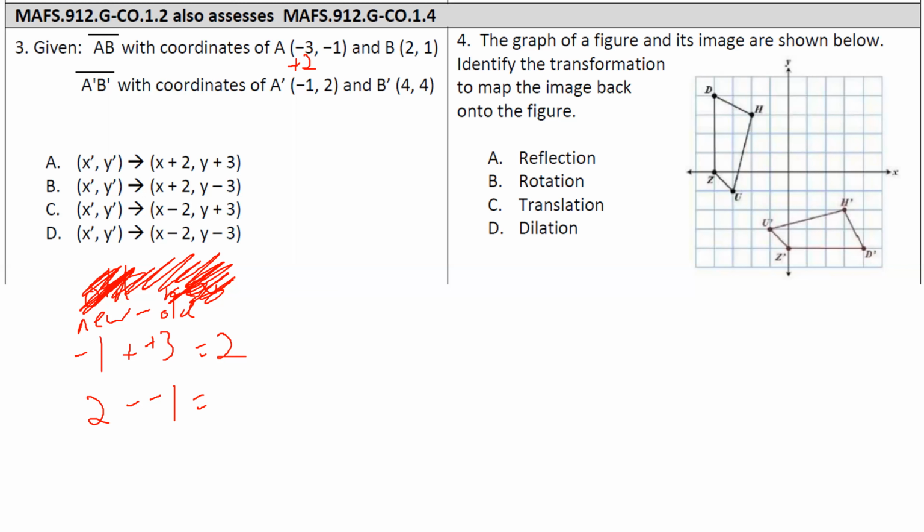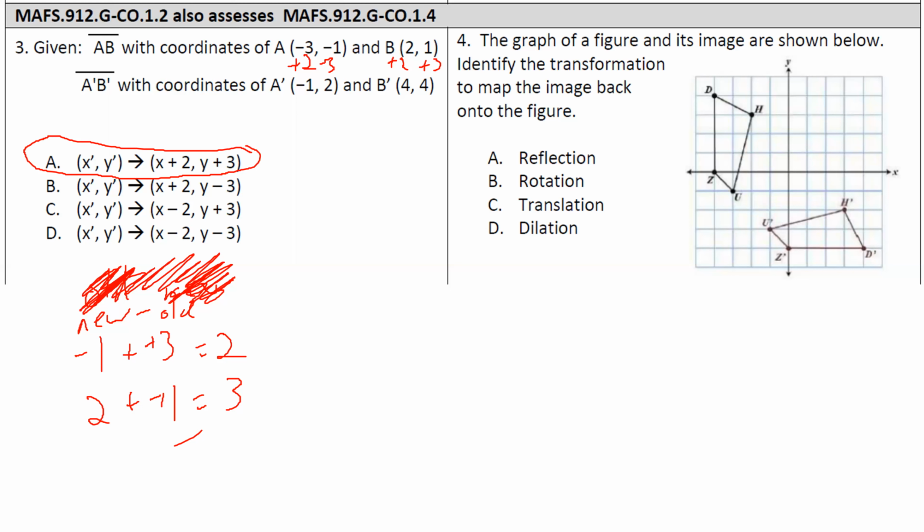All right. 2 minus -1. Again, adding. That's going to give me a difference of 3. And if you want to check this, did we do the same thing over here? Yep, we added 2. 2 plus 2 gives us 4. 1 plus 3 gives us 4. So what did we do? We added 2 and we added 3.